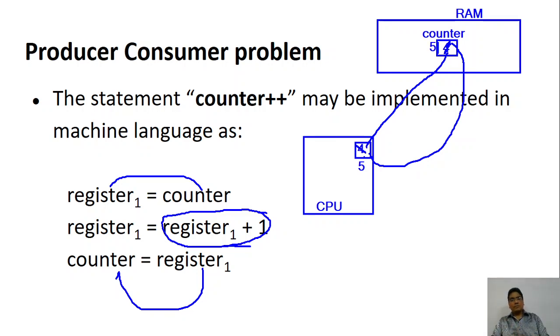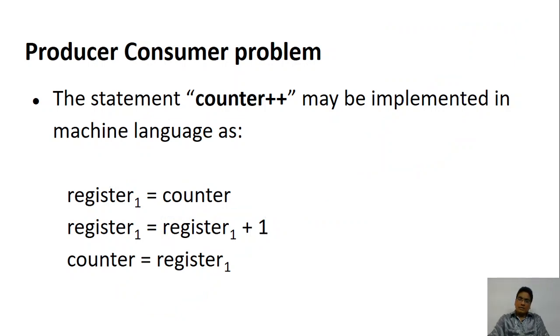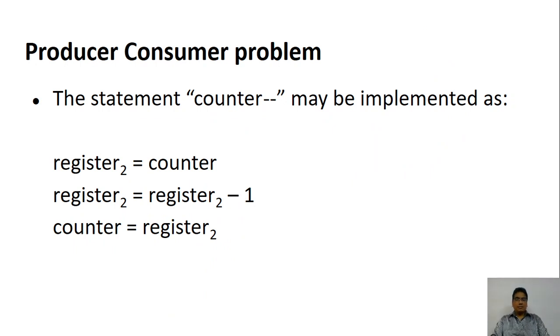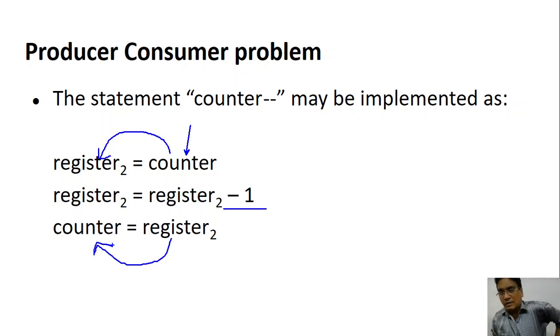The same thing works with the decrement. How does the decrement work? If you look at the code for decrement, it's the same old thing. You first take the value from the RAM into the register, decrease the value, and then write it back to the RAM. So this is how it works.